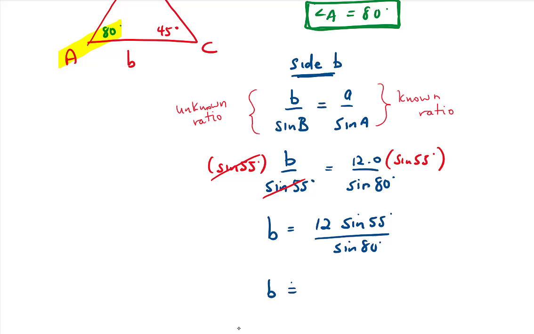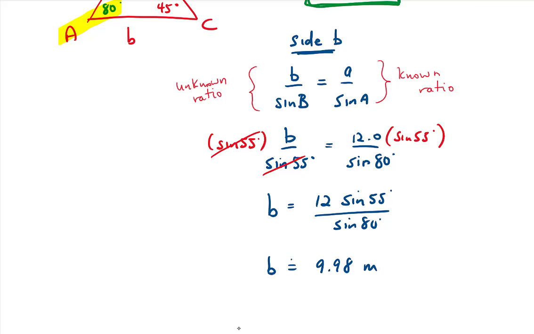First thing, remember that your calculator needs to be in degree mode. And then let's type in what we have: 12 times sine 55, and then divided by sine of 80. If I do that, I end up with a side length of 9.98, or approximately 10 meters.